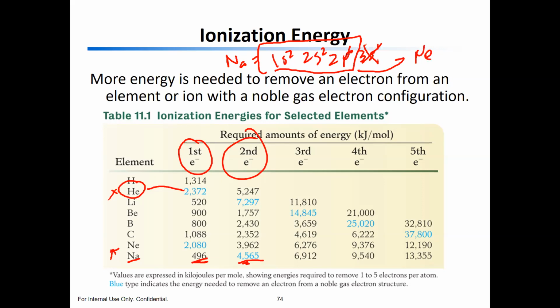So now if I want to remove one of these electrons, that's my second one, I need to put in 4,000 units of energy. That tells us when I have something like a 2s2, 2p6, when I have this type of configuration, it's very hard to remove that electron.